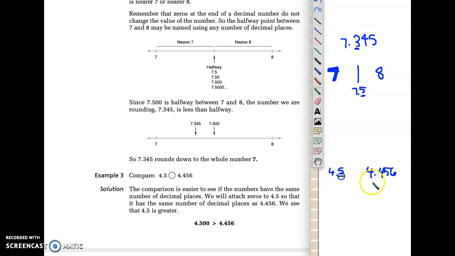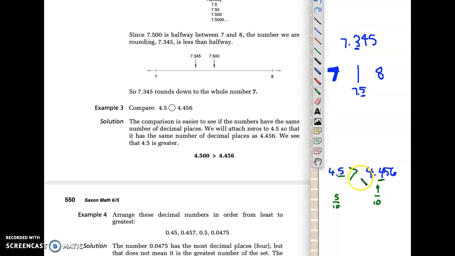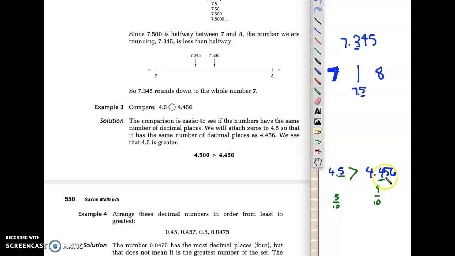So we got a 0.5 here and we've got a 0.4 here. So which one of these is greater? Well, 5/10 is greater in quantity than 4/10. And because of that, we're going to say that 4 and 5/10 is greater than 4 and 456 thousandths. Even though there are more decimal places to the right, you still look at the number that you're comparing, or the place value, which is that tenth.